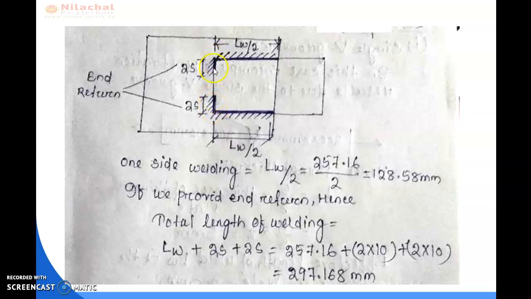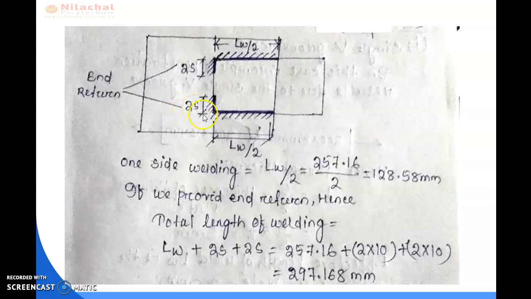But while we provide the welding sidewise, we have to provide this portion as welding and this portion as welding to provide safety to this part of the welding. This smaller part, in the vertical welding, is known as the end returns. According to code, the end return should be 2S, that means 2 into the size of the weld. The end return should be twice the size of the weld. So for the two side weldings, we have to put two end returns.